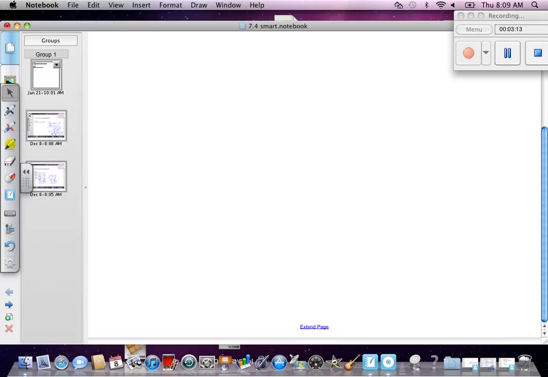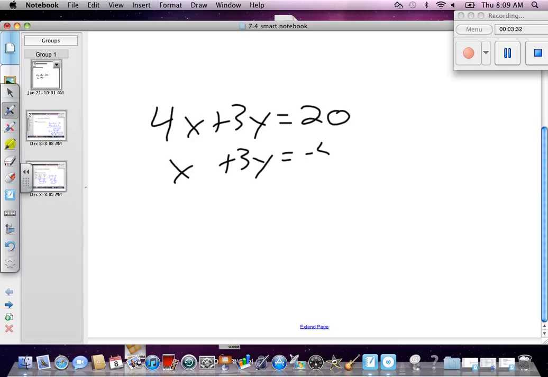All right, ladies and gentlemen, we're looking at example 2. Let's do B. No, example 1 and example 2 are not the same. We've got 4x plus 3y equals 20, and x plus 3y equals negative 5. Tyler, I heard you start to tell me how to do this problem. Yes, A in example 1 and A in example 2 is the same. No, it's not. Look at it again.